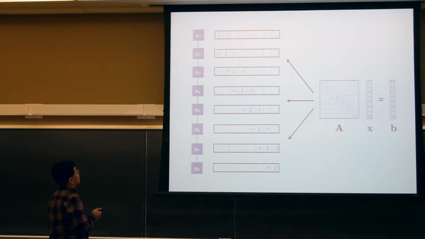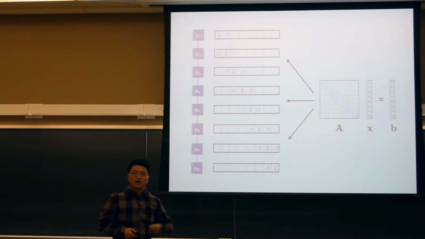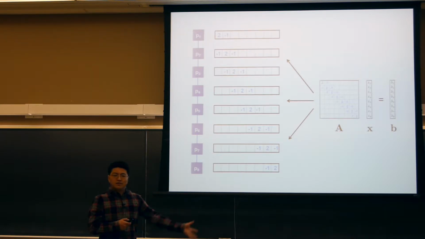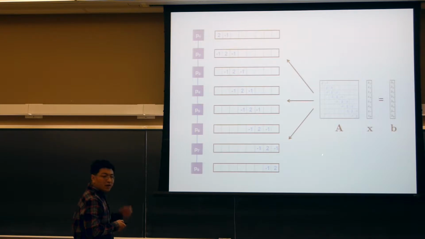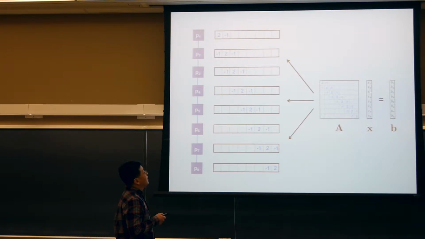The processes participate in an iterative method like conjugate gradient to solve this linear system. For example, P4 needs to talk to P3 and P5 to acquire the intermediate values of x3 and x5 in order to complete its matrix vector multiplication.